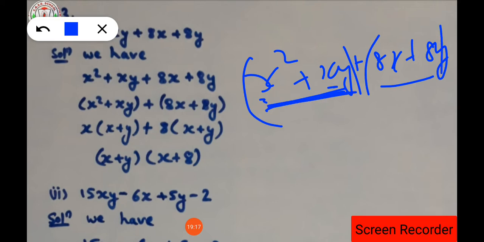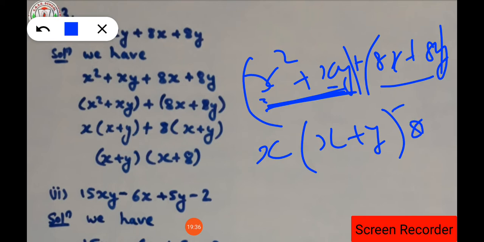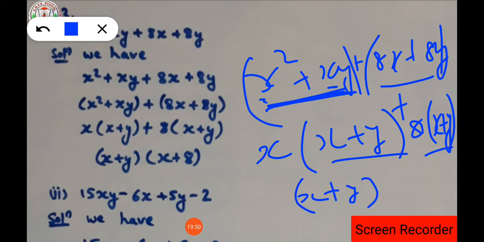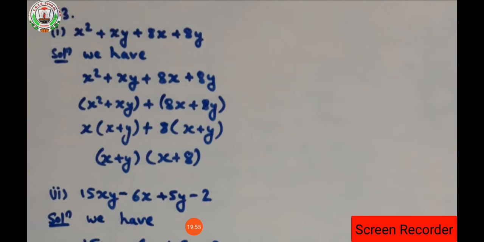Among these 2, which one is common? x is common, because x square is x into x, so we can take x as common. And in the second term, x into y is there, so both terms have x, so x can be taken common. What is left out? That is x plus y. Into, from here 8 can be taken as common, plus, so what is left out? x plus y. So here is x plus y, here is also x plus y, taking both as common. So if we take x plus y common, again what is left out? That is x plus 8, isn't it? That is the number left out.